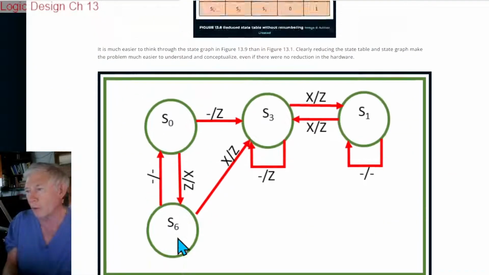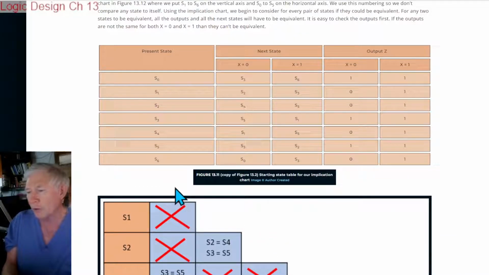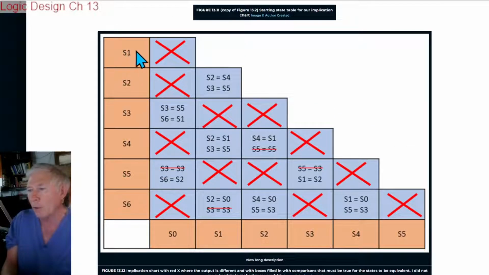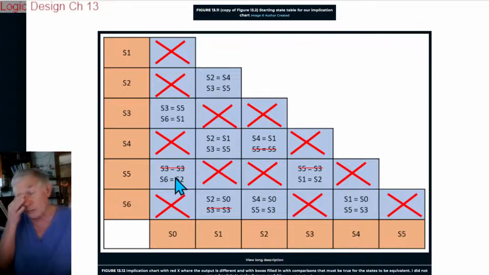All you have to do is go back and look at this table. So S0 has outputs of 1 and 1, but 1, 2, 4, and 6 have outputs of 0 and 1. So we can immediately cross out S1 and S0 cannot be the same, S2 and S0 cannot be the same, S4 and S0 cannot be the same, and S6 and S0 cannot be the same. But S3 and S0 could be, and S5 and S0 possibly could be too.